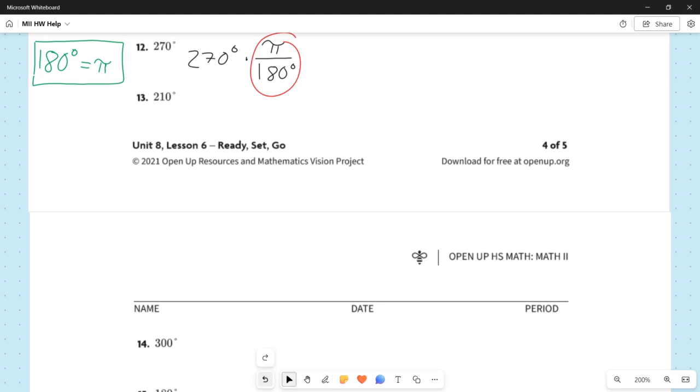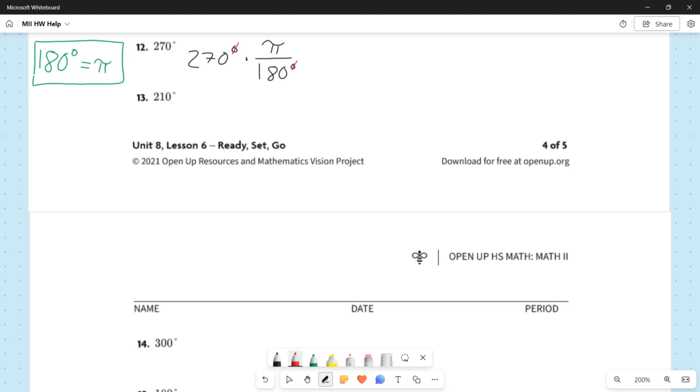Now, the reason why I wrote my fraction like this, with radians in the numerator and degrees in the denominator, is that I have degrees in essentially the numerator and the denominator, so my degrees are going to go away, which is what I want.